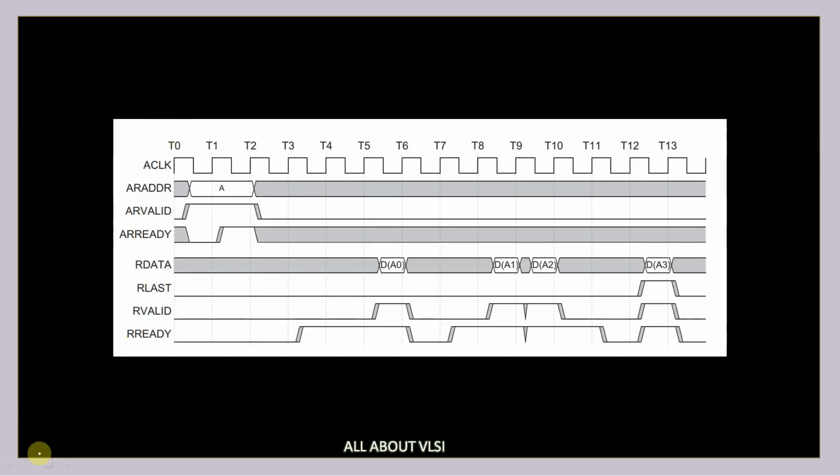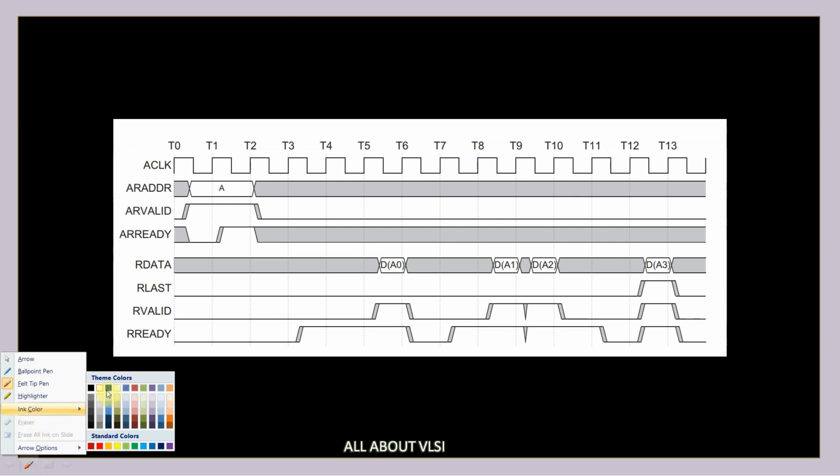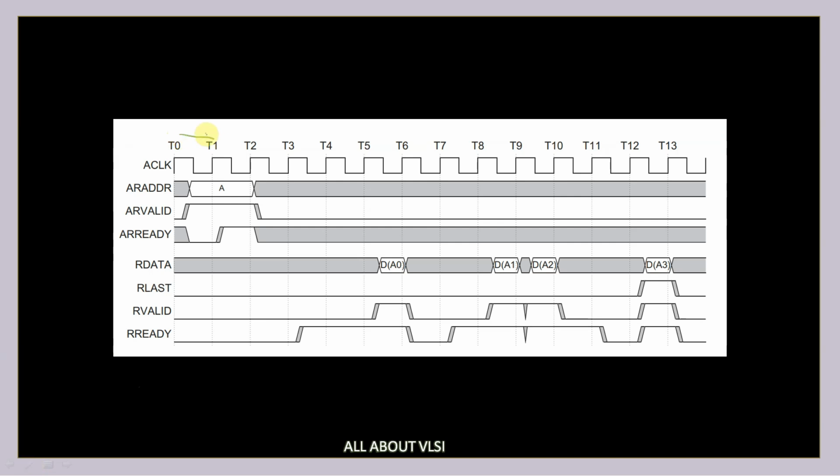This is my T0 to T1 clock cycle. Let me change the ink color, one minute. So this is my T0 to T1 cycle, and in this cycle the master is going to provide the address using the AR address bus. Using this AR address bus, the master provides the address from which it wants to read the data. Let's say in this example the address is A.